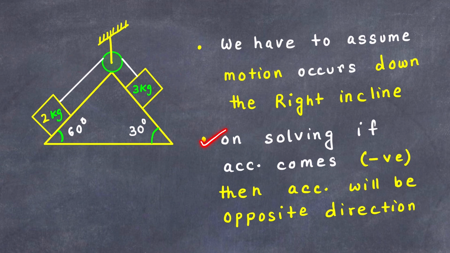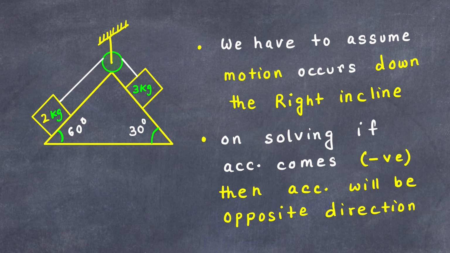Now on solving, if the acceleration comes out to be negative, then the acceleration will be in the opposite direction. From the first point we have assumed that the 3 kg block is moving downward and the 2 kg block is moving upward. Now on solving for the acceleration of this system by the first assumption, suppose the acceleration comes out to be negative, minus g by 10, then what will happen?